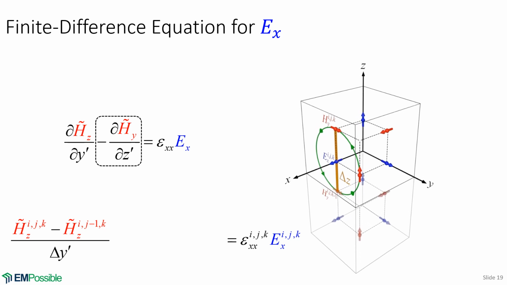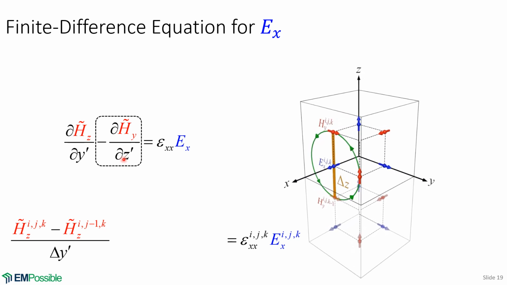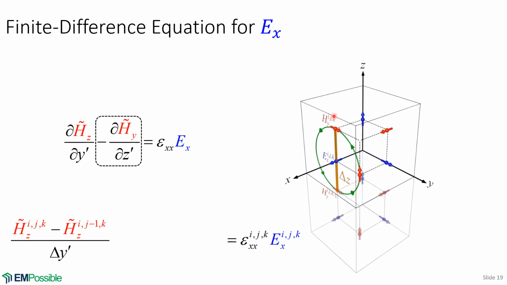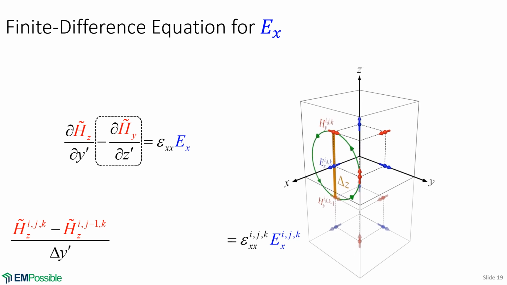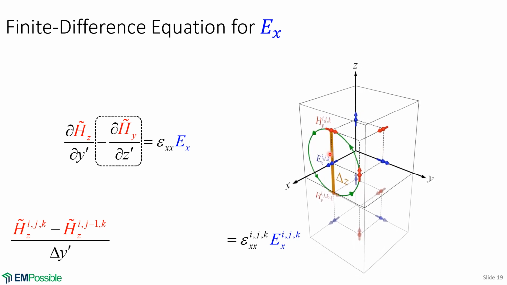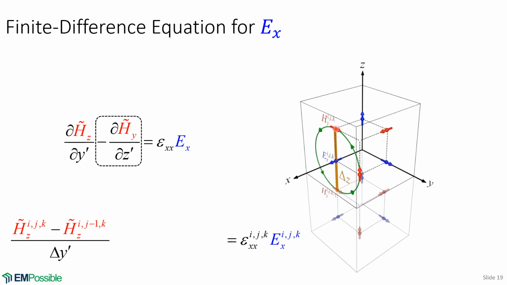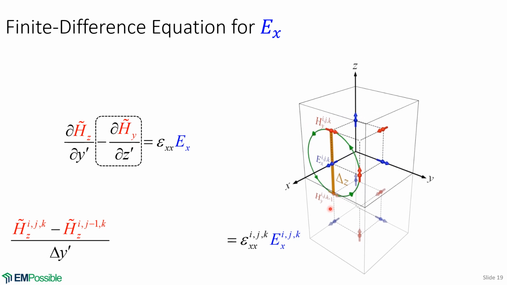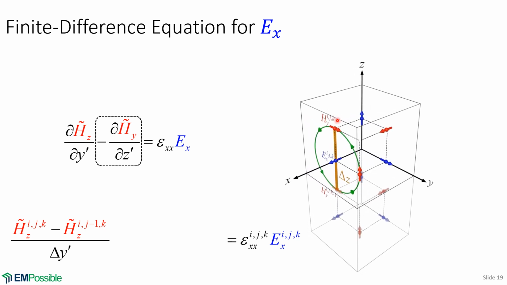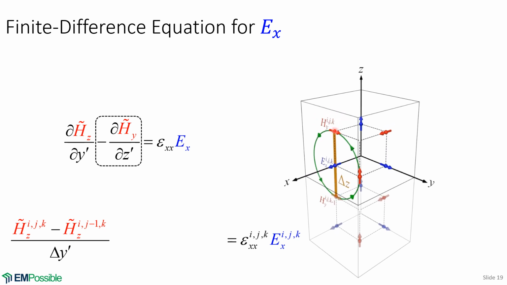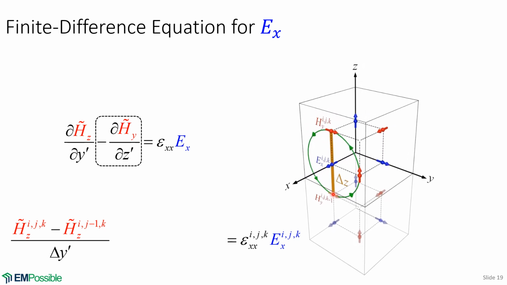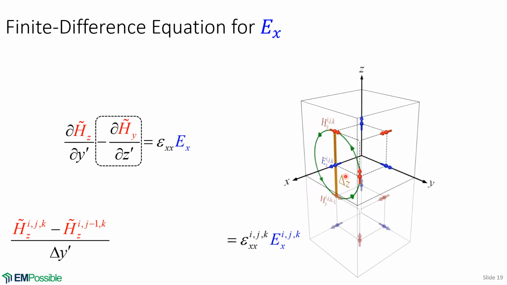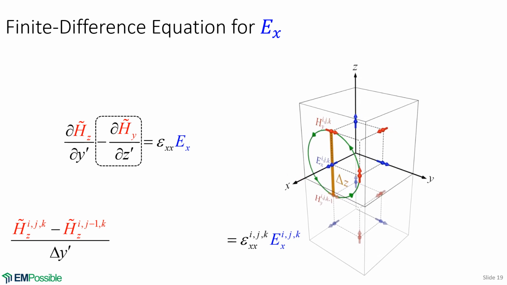Let's go to this next partial derivative, the partial derivative of Hy with respect to z. So here's our Hy, and we want the derivative in the z direction. We're using a central finite difference, and we want that finite difference to exist where Ex exists. So we have to reach to the other side of Ex, and in this case, it's from the previous cell in the z direction. So our finite difference would be the magnetic field Hy from the same cell minus Hy from the previous cell in the z direction divided by the spacing between those points, which is delta z, the cell height.